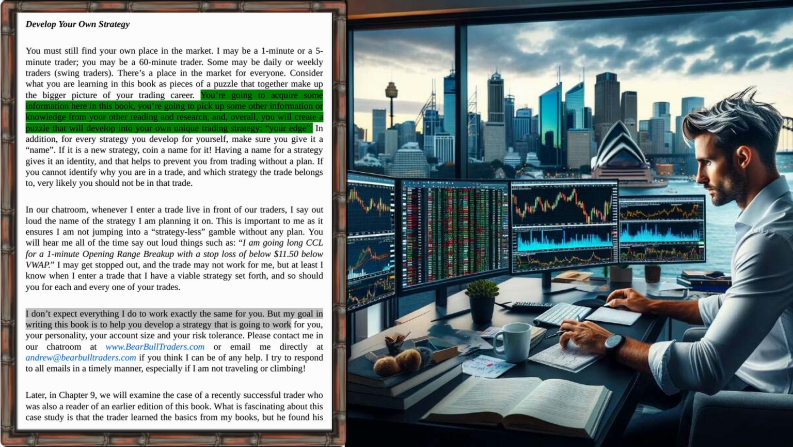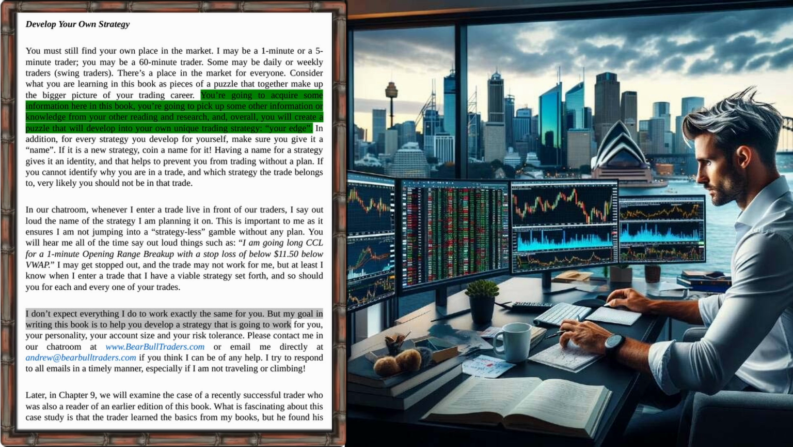Consider what you are learning in this book as pieces of a puzzle that together make up the bigger picture of your trading career. You're going to acquire some information here in this book. You're going to pick up some other information or knowledge from your other reading and research. And overall, you will create a puzzle that will develop into your own unique trading strategy, your edge.